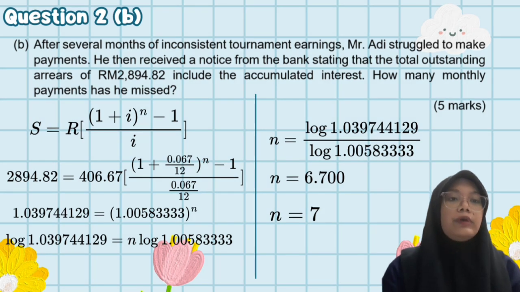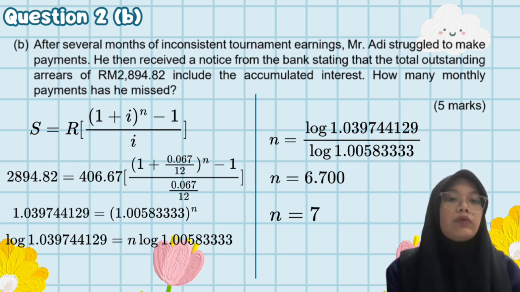Based on the question, we are going to search for n, the number of monthly payments. So we will use the formula S equals R, open the bracket, (1 plus i) power n minus 1, over i. After that, we insert all the information given into the formula, which gives 2,894 ringgit 82 cents equals 406 ringgit 67 cents, open the bracket, (1 plus 0.067 over 12) power n minus 1, over 0.067 over 12.